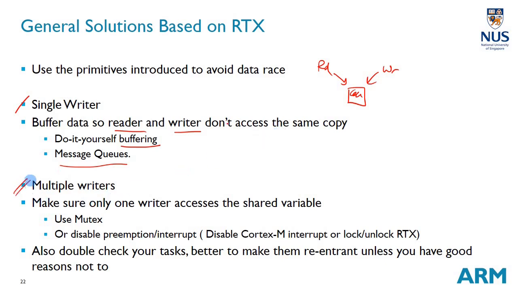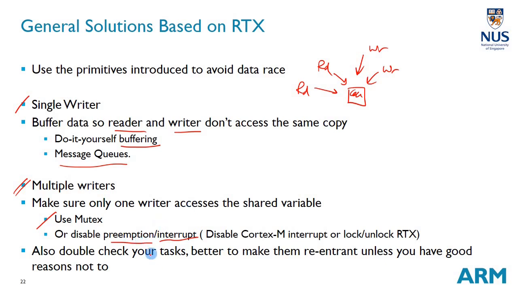In the case of multiple writers, or multiple people reading, what you can do is what we have seen before, which is to use a mutex. By using a mutex, you are locking the access, and once the access is complete, you are unlocking it. That is very, very important. In the event where you are unable to use a mutex, you can consider disabling interrupts or disabling preemption for that brief period of time, to prevent a race condition from happening.